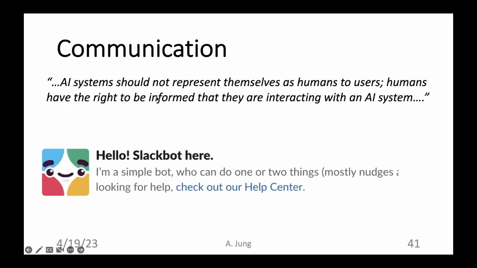Regarding this, transparency also requires that AI systems should not present themselves as humans to users. Humans have the right to be informed that they are interacting with an AI system. So for example, on Slack, the Slack bot is always indicating itself as the Slack bot. It doesn't pretend to be some person like Alex. Okay, so that was the requirement on transparency.